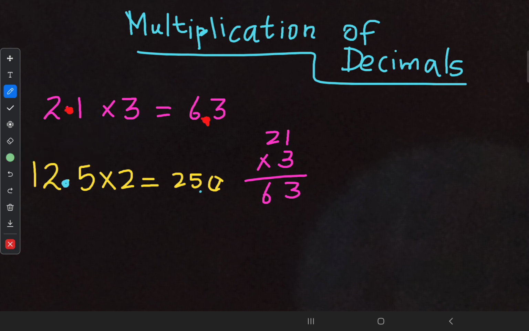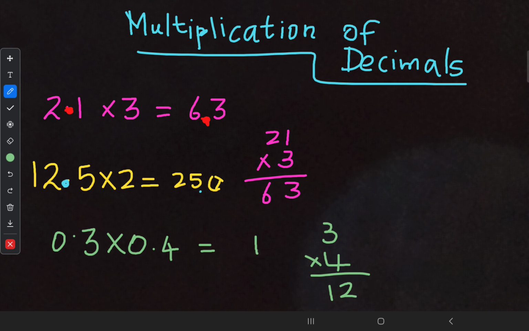Now let's deal with this instance, 0.3 multiplied by 0.4. In this case, let's multiply the numerical values, 3 by 4. That will give you the number 12. Let's place our 12 here. Both numbers have decimals. Here one digit after the decimal point, and here also one digit after the decimal point.